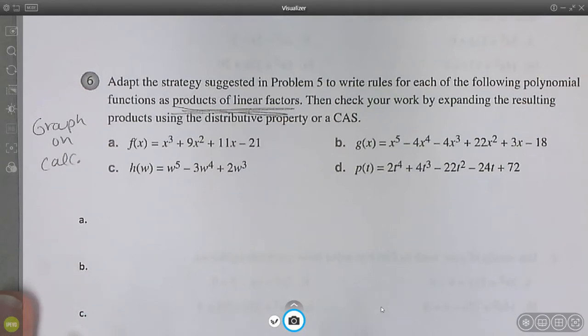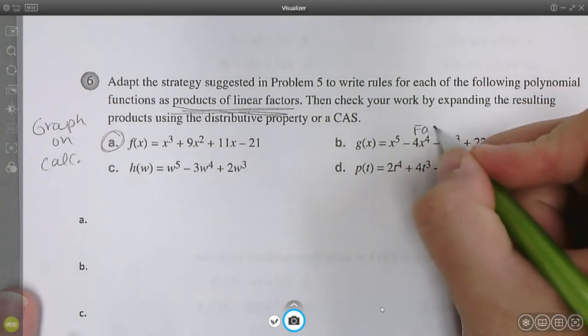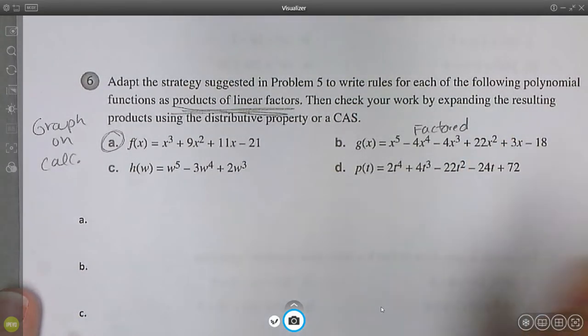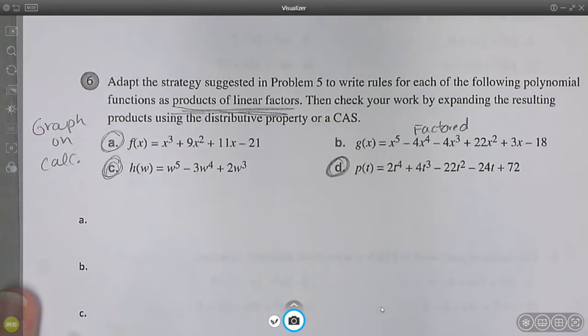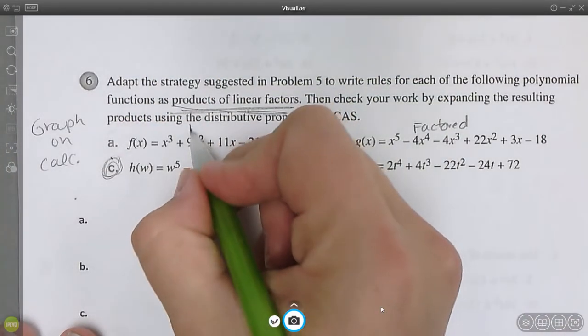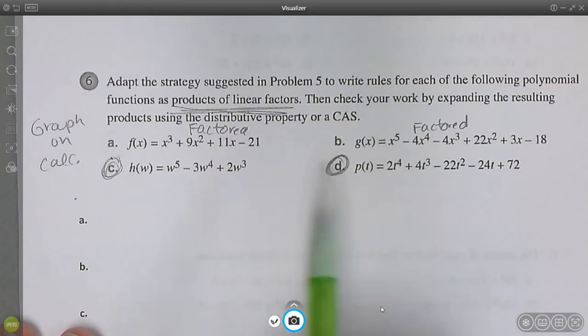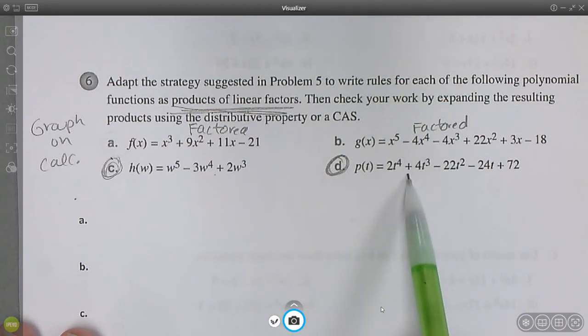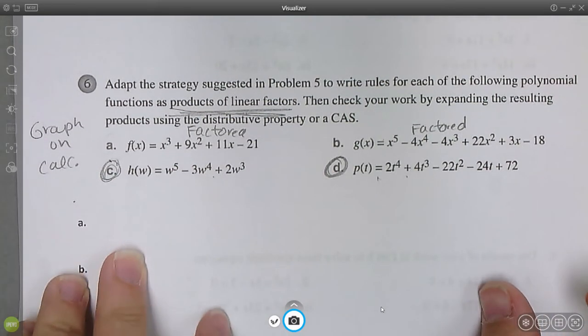How about this? You do not have to multiply all of them. I want you to multiply this one. This one you just have to write in factored form. So this one is just factored. This one I want you to multiply. And this one I want you to multiply because, actually, I'm going to change my mind. You don't have to do A. So A is in factored form, B is in factored form. C, I want you to do factored form, but then I really want you to multiply C and D to make sure you are correct.